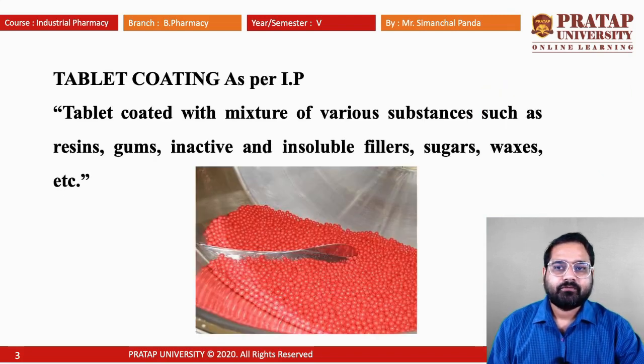According to the Indian Pharmacopoeia, tablet coating is defined as a tablet coated with a mixture of various substances such as resin, gum, inactive and insoluble fillers, sugar, waxes, etc. Generally during the coating, different US FDA approved colors are used which have a non-toxic effect and do not have any kind of interaction with the active constituent. It should not influence the efficacy of any kind of diluent or any kind of excipients.